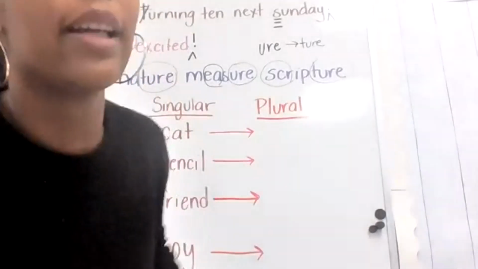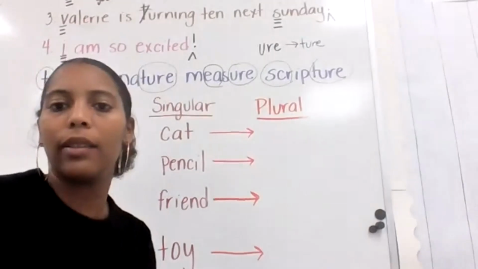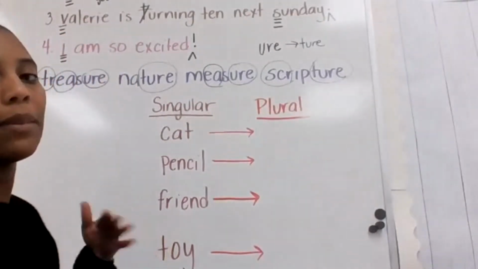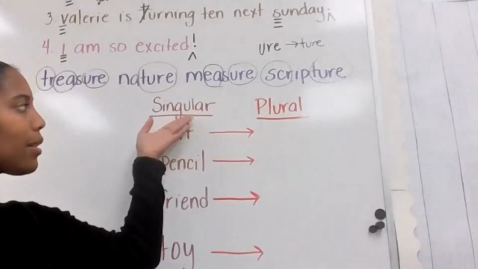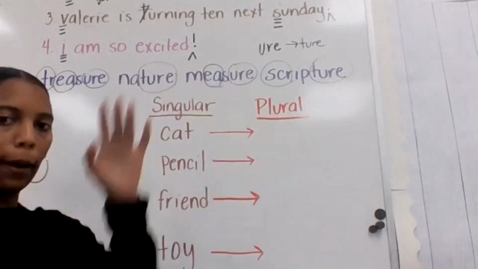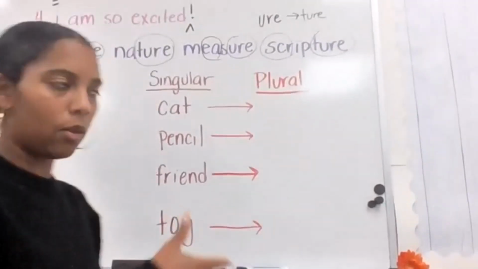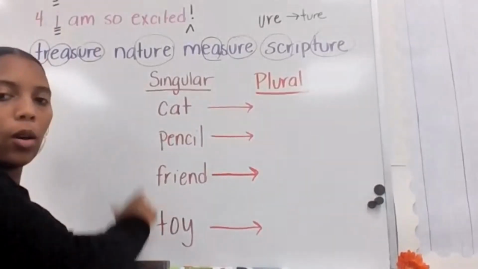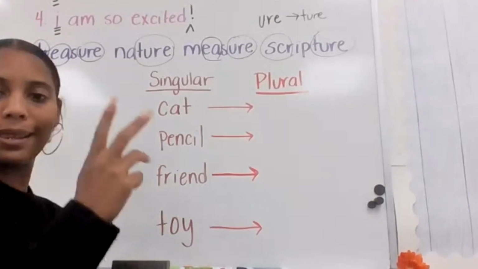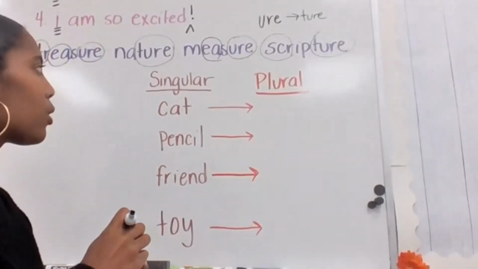which we covered already, but in your book, you can find that person, place, or thing are nouns. So today we're going to learn about two different kinds of nouns. So we have what's called a singular noun and a plural noun, okay? So singular and plural only deals with nouns. As you can see, I have cat, pencil, friend, toy. These are all nouns. Cat is a thing, pencil is a thing, friend is a person, toy is a thing, okay? So cat, pencil, friend, and toy.